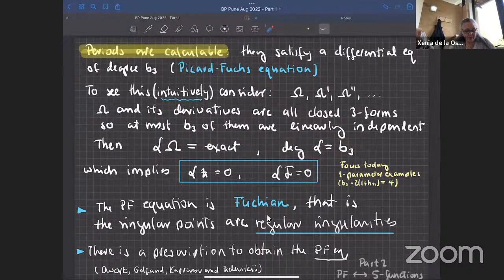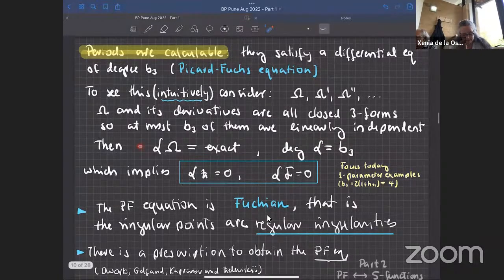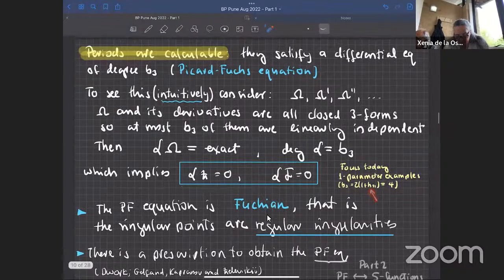So now, because we are integrating over a fixed basis, you can integrate this equation on both sides. And what you get is that the period satisfies this differential equation, the Picard-Fuchs equation. So I'll focus today on one-parameter examples. One parameter examples means that h21 is 1, so b3 is 4.